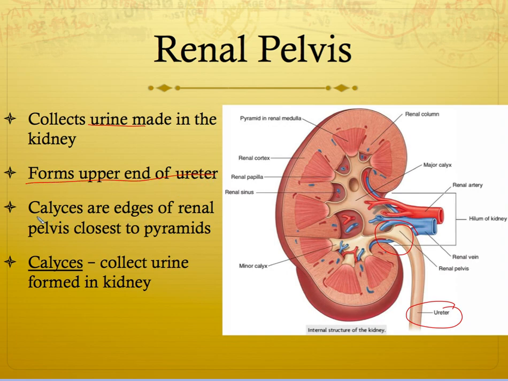Your calyces, or a calyx, are the edges. So these edges here are called calyces, as plural. Calyx is singular. So these function to collect the urine from a specific pyramid and bring it down to the pelvis, which then flows into the ureter. Okay, that is your renal pelvis.